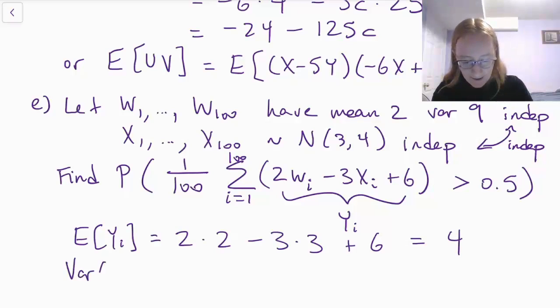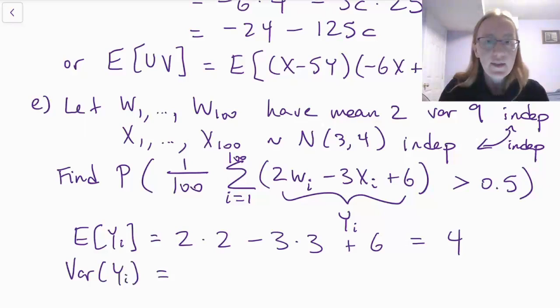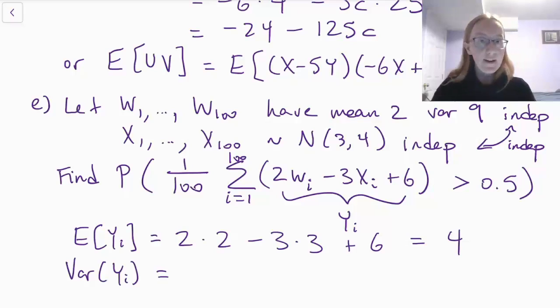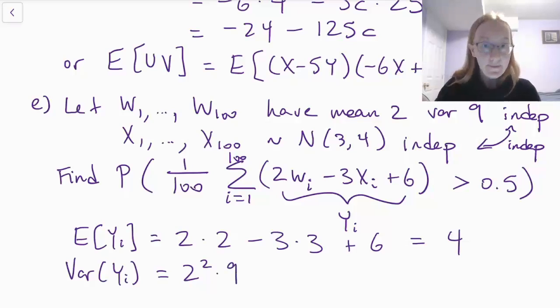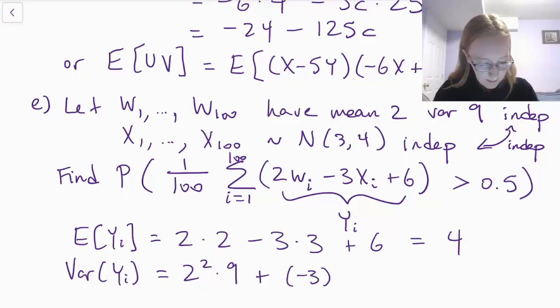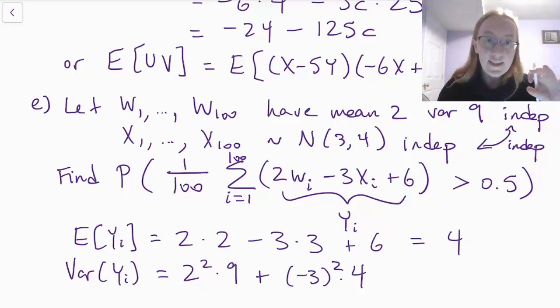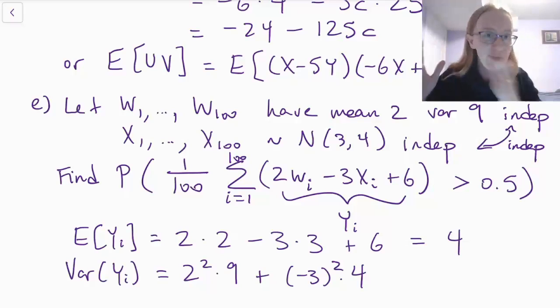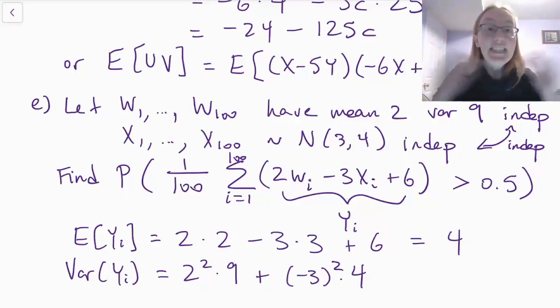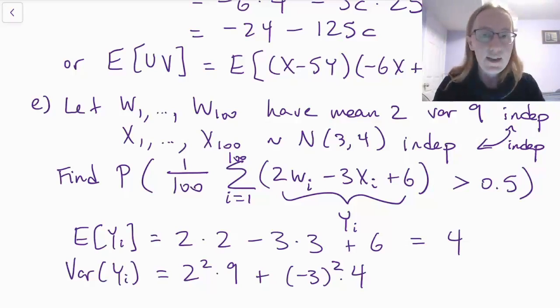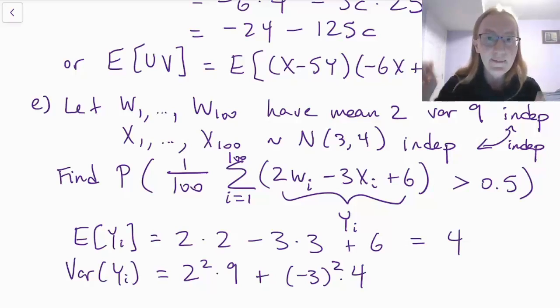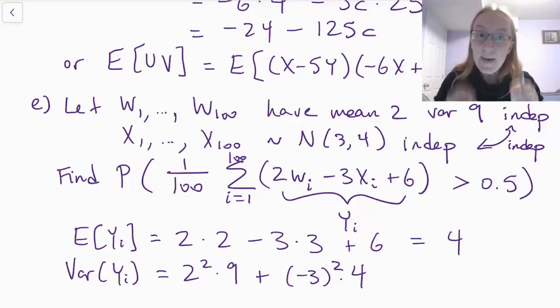And similarly, the variance of yi, well, this is going to be 2 squared times the variance of wi. Variance of wi is 9. Plus negative 3 squared times the variance of x, which was 4. And then the constant, adding 6, doesn't change the variance at all. Remember, shifting a variable by a fixed amount doesn't change the spread. Then we would also have 2 times 2 times negative 3 times the covariance between wi and xi, but they are independent. So there's no covariance to worry about.